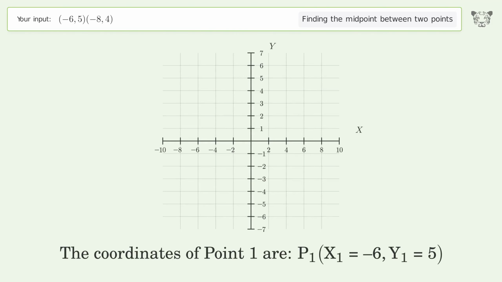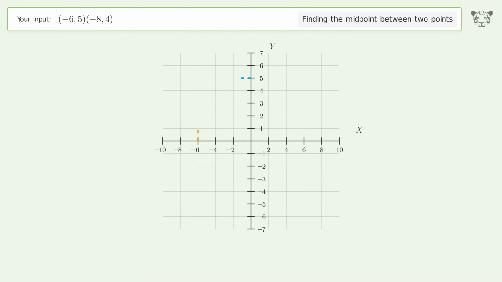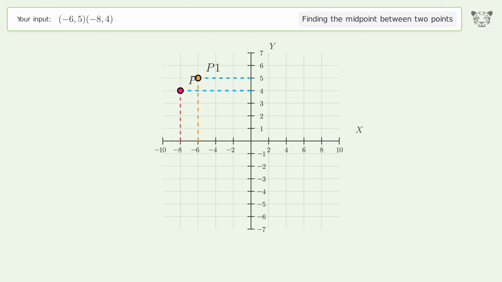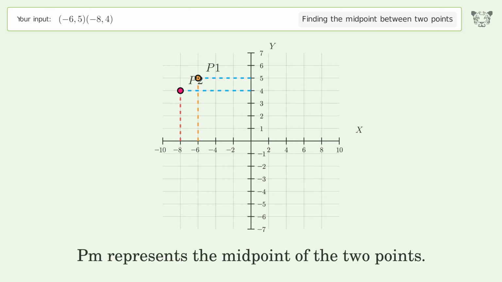The coordinates of point 1 are x1 equals -6, y1 equals 5. The coordinates of point 2 are x2 equals -8, y2 equals 4. PM represents the midpoint of the 2 points.